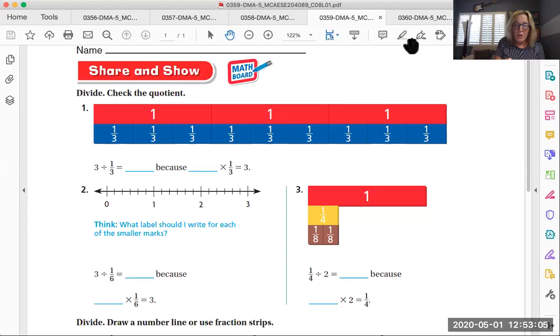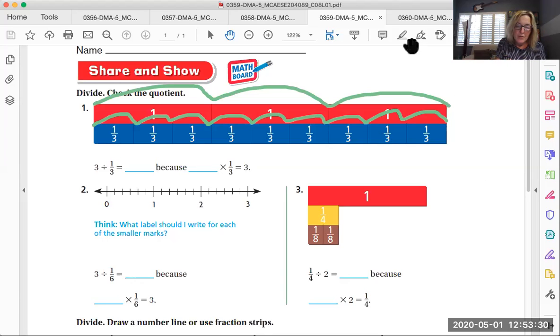All right, the question says 3 divided by 1/3. That means we have 3 wholes. Here's 1, 2, 3, right? Those are 3 wholes that are exactly the same. And now we want to know how many 1/3s there are in those 3 wholes. So we could count them and say 1, 2, 3 make 1. 4, 5, 6 make 2, 7, 8, 9 make 3. So there were 9 1/3 pieces. And if you think about it, 9 times 1/3 is 3.